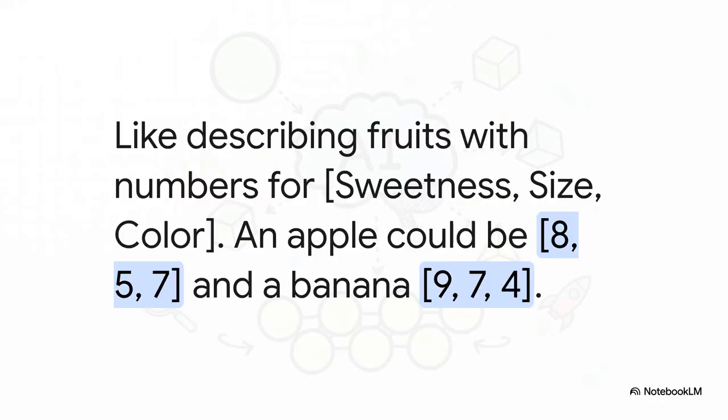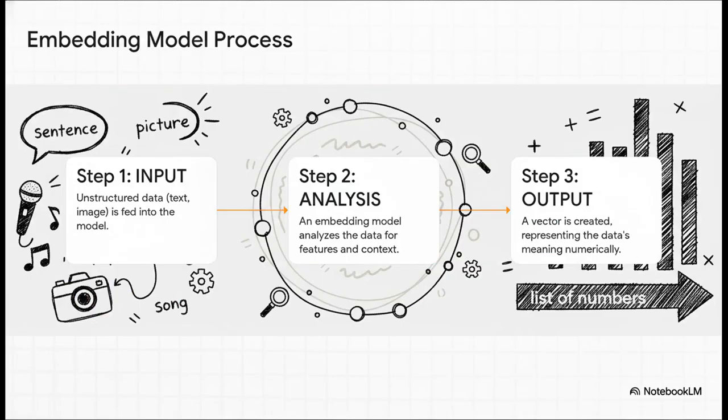Let's make this a little more real. Think about fruits, okay? We could describe them with just 3 numbers. How sweet are they, how big are they, and what color are they? So an apple might be, say, an 8 for sweetness, a 5 for size, and a 7 for color. A banana, on the other hand, could be a 9, a 7, and a 4. All of a sudden, we're not just comparing words anymore. We're using math to compare the essence of the fruit. Vector embeddings do the exact same thing, just with hundreds, sometimes thousands of different dimensions to capture all those tiny, subtle details.